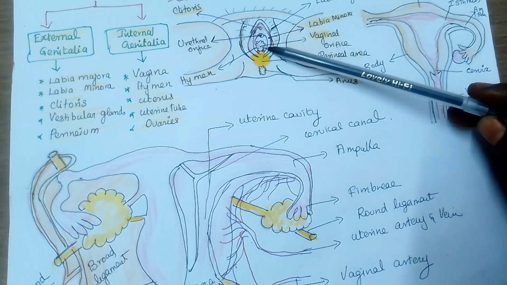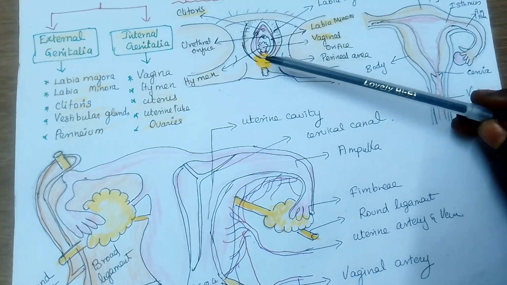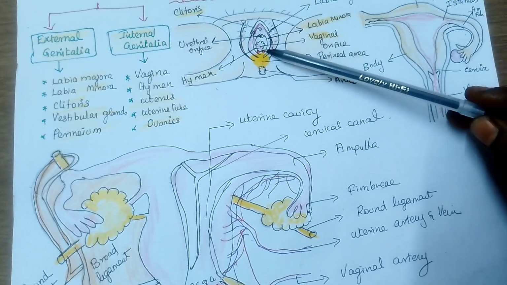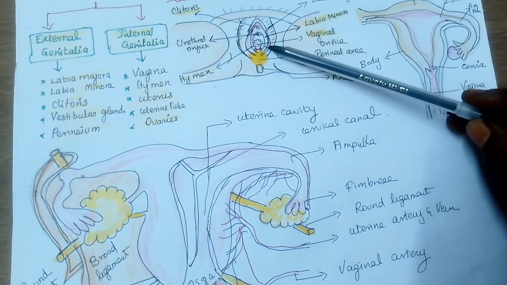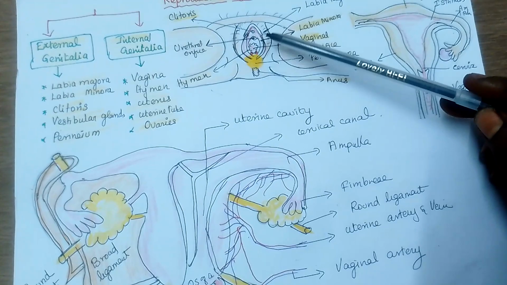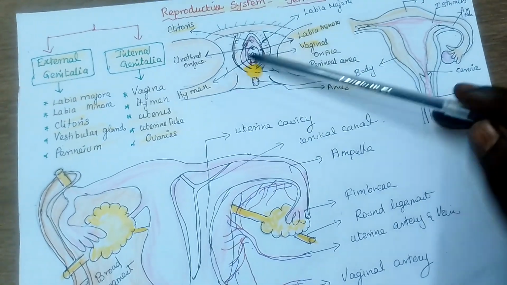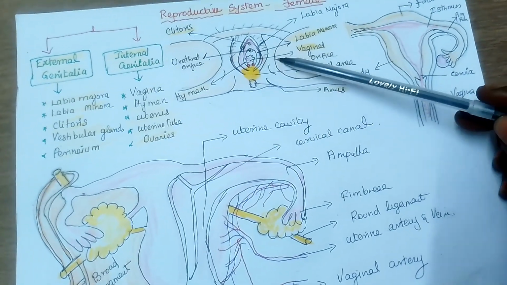This is called the hymen. The vestibular glands are present on both sides, near the vaginal opening. This triangular area is called the perineum. If a short note on the external genitalia of the female is asked, you can just draw this picture and write it.